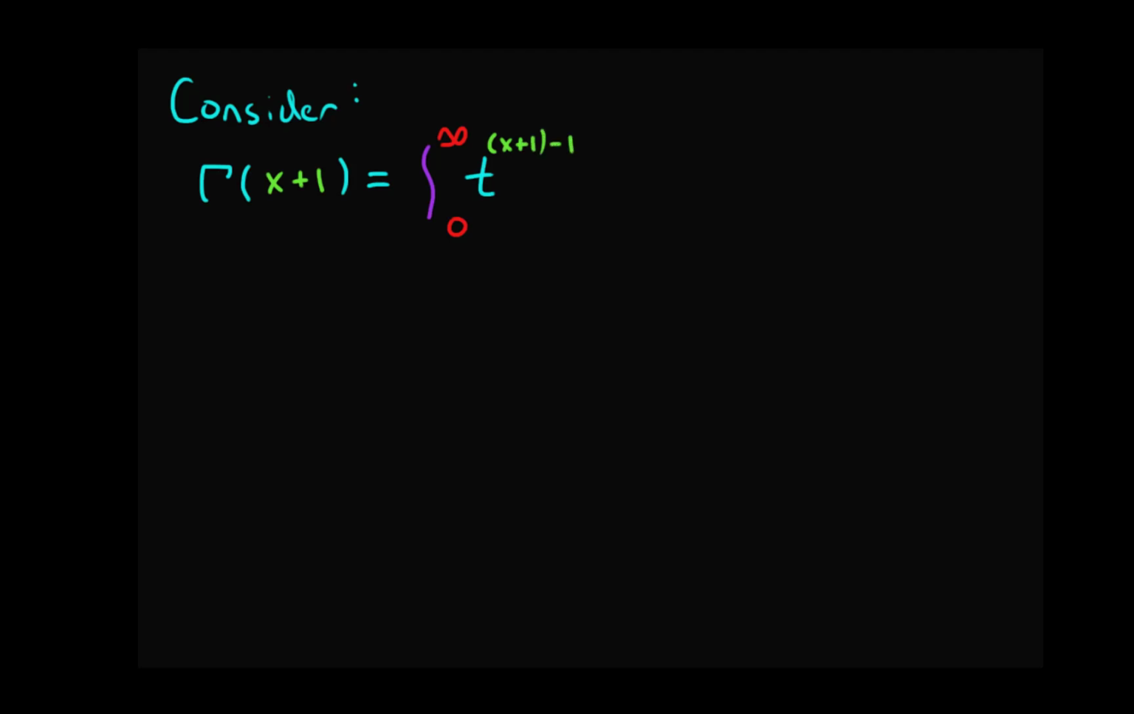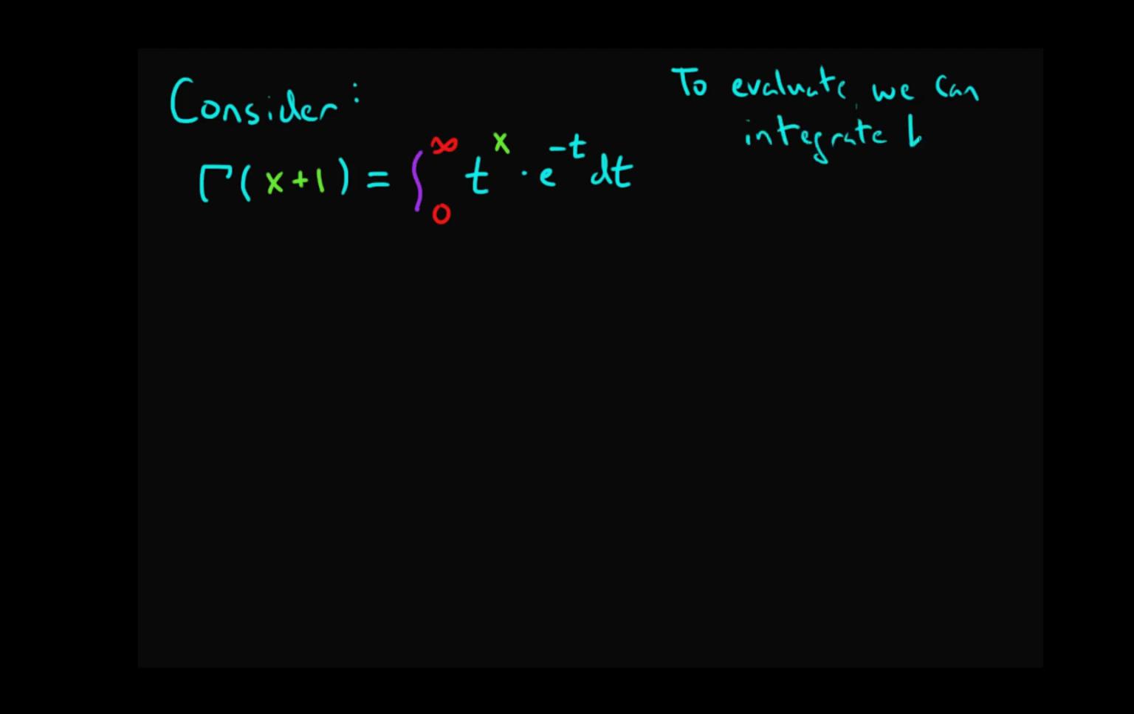Gamma of x plus 1 will equal the integral from infinity to 0 of the function t to the x plus 1 minus 1 times e to the negative t dt. This is the integral from infinity to 0 of t to the x times e to the negative t dt. We're back to the integral form of the factorial function that Leonhard Euler discovered.